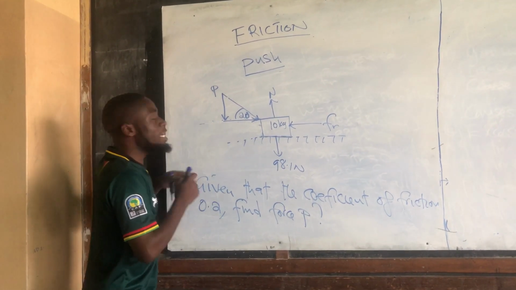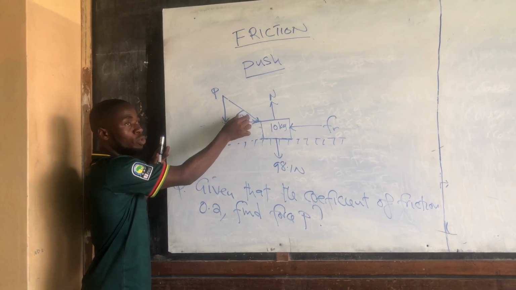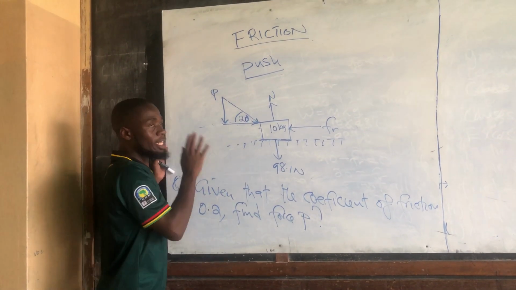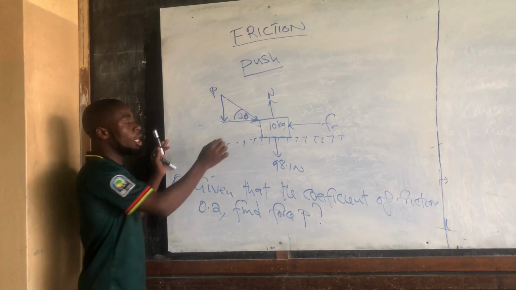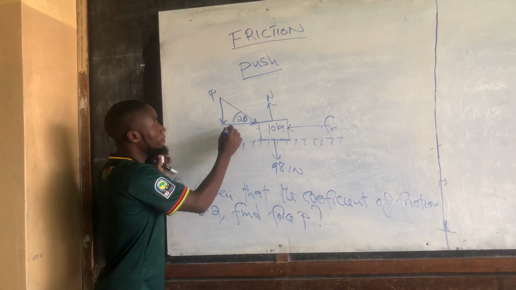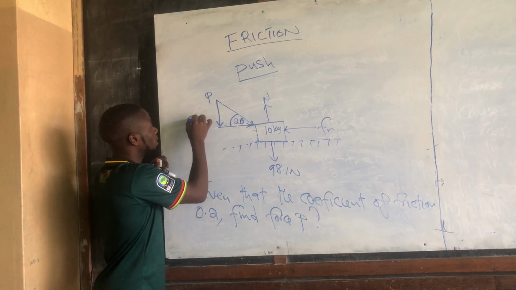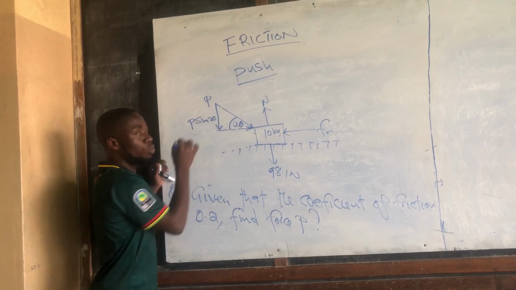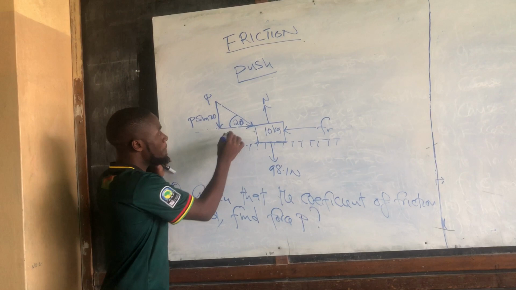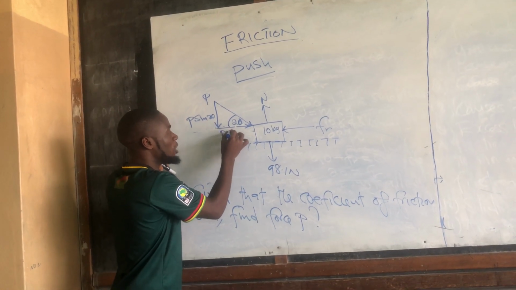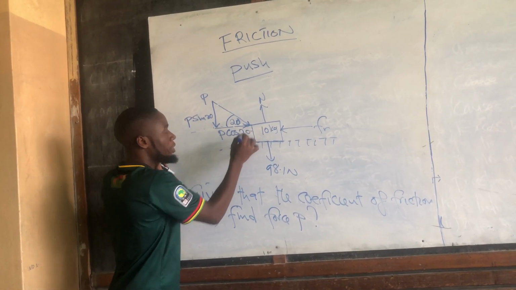Okay? And here always, the side opposite to the angle is sine. It doesn't matter if it is the horizontal or vertical, the side opposite to the angle is sine. So this one will be P sine 20. Meaning, automatically this one will be P cos 20. As simple as that.